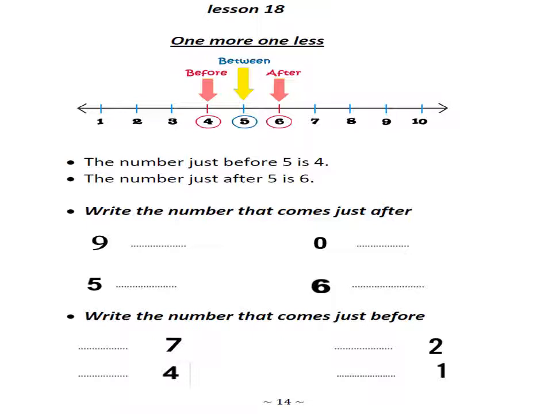Let's start to solve the first question. Write the number that comes just after a 9. After a 9, it will be 10. After a 5, it will be 6. After a 0, 1. And after 6, 7.